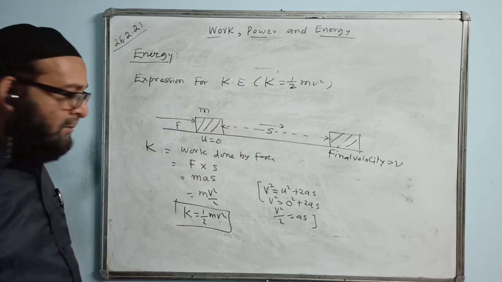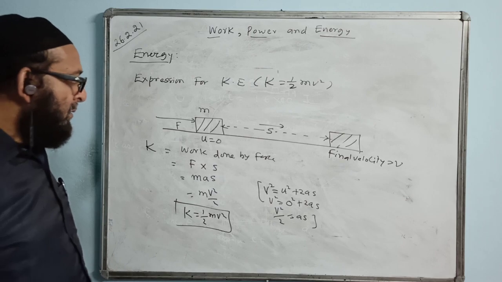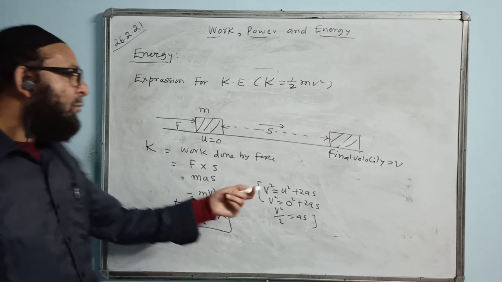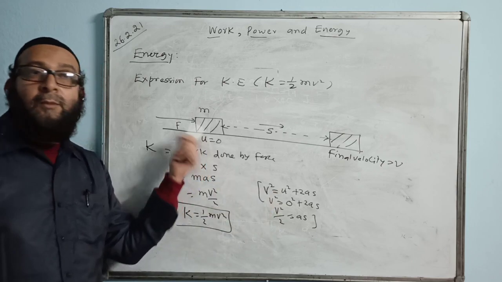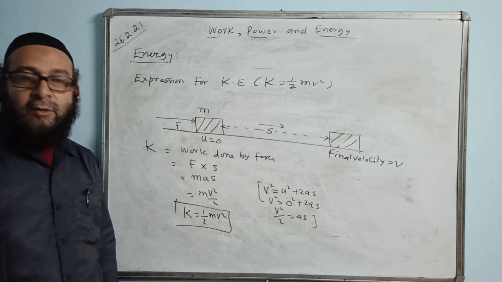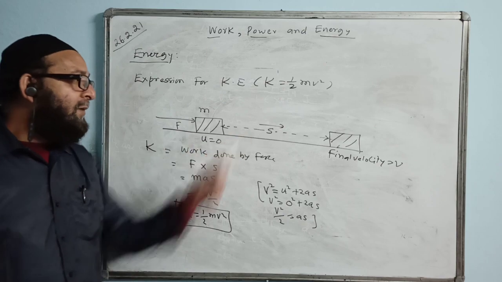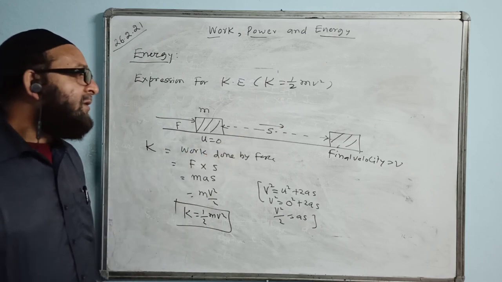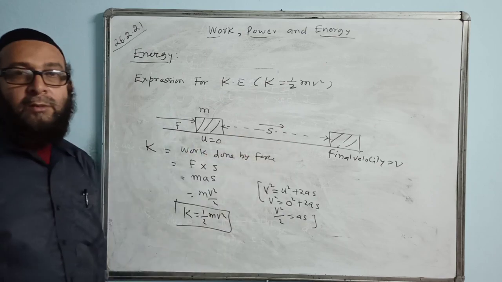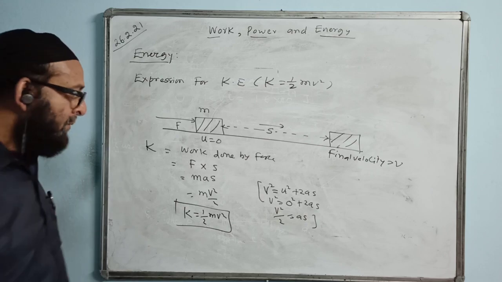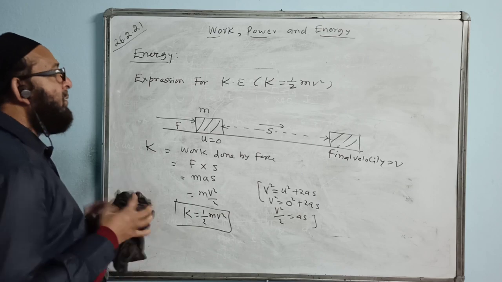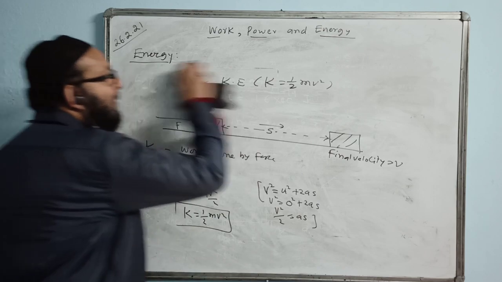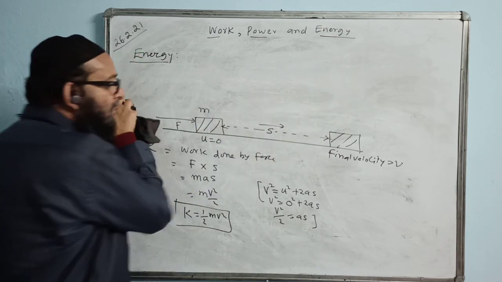Understood? We are using the motion formula v square is equal to u square plus 2as. u value is 0. Initially the body we are assuming was at rest. Now we are applying a force and moving it, so that it covers the distance s, where the final velocity of the body becomes v. Understood? Yes? Alright.